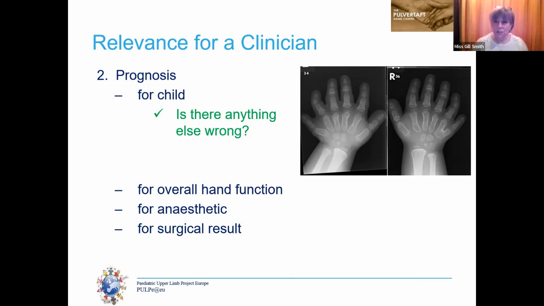It's also important for surgical results. And certainly here in the UK, we're very keen to get outcomes. But for outcomes, you have to compare like with like. And comparing a complex, complicated syndactyly release with a simple, incomplete syndactyly is not even apples and pears, it's apples and pomegranates.